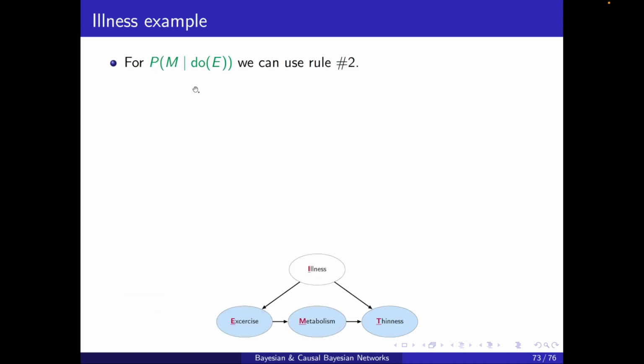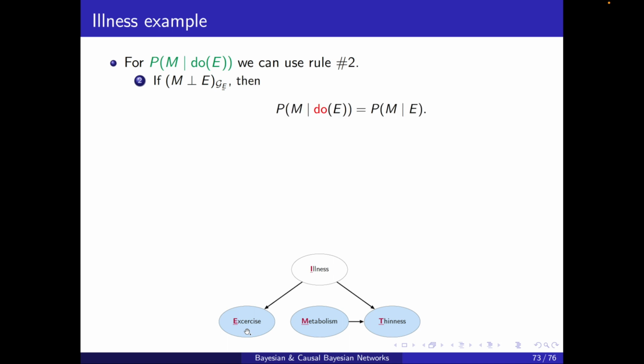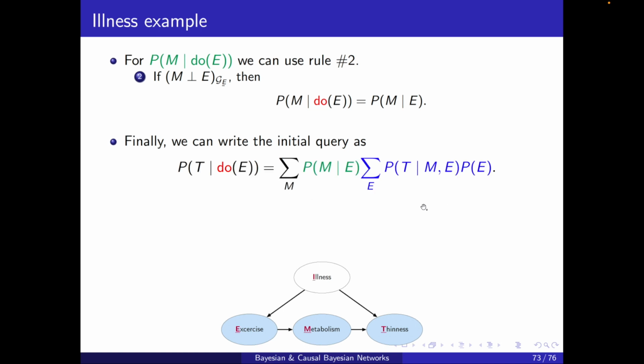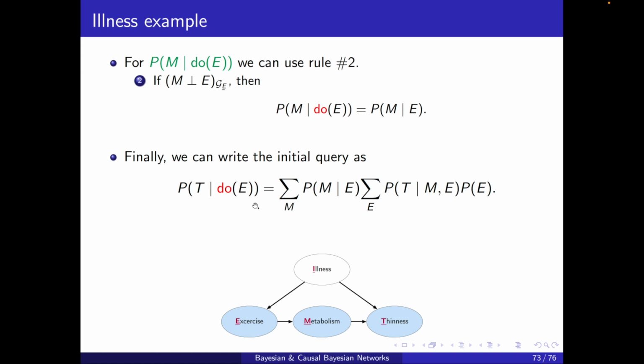So the first term is simplified. The second term is quite simple. P of M conditioned on do of E. We can use rule 2 with E underline, so I can remove this, and then I see that M will become independent of E, so I can just remove the do, and I will have P of M conditioned on E. So the whole query will be simplified in this way, and it turned into an observational query. So the answer is yes, we can advise, even though we don't know about that illness.